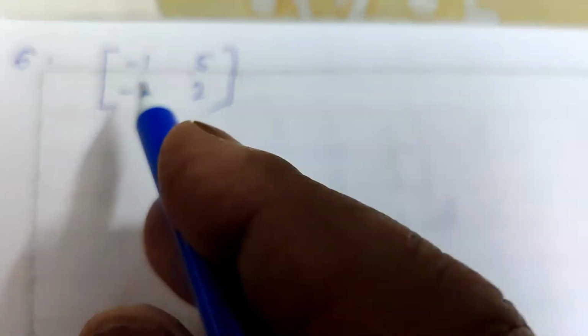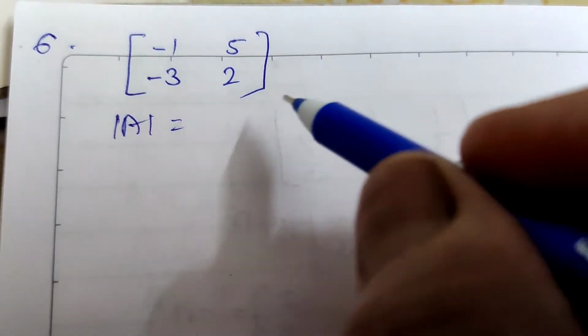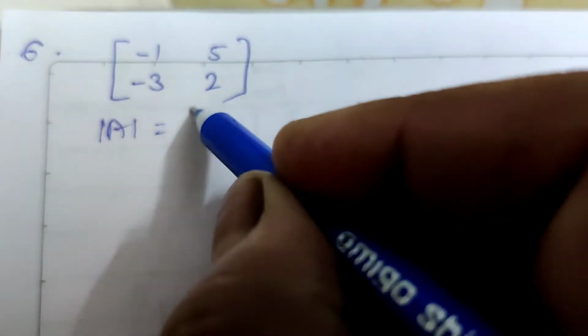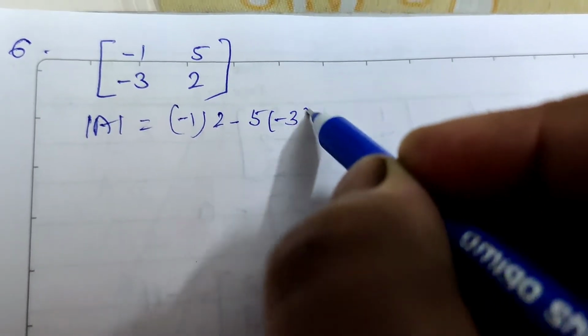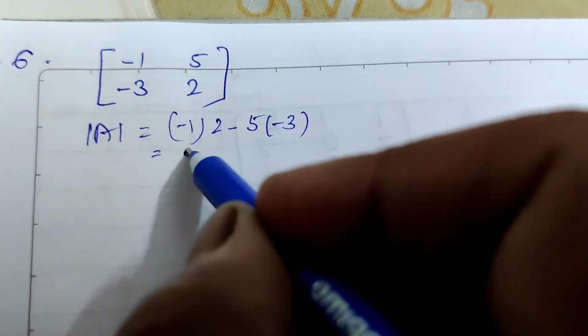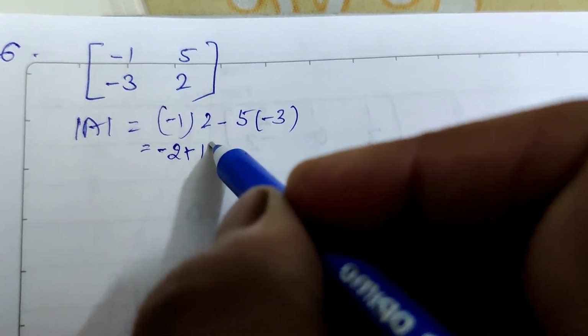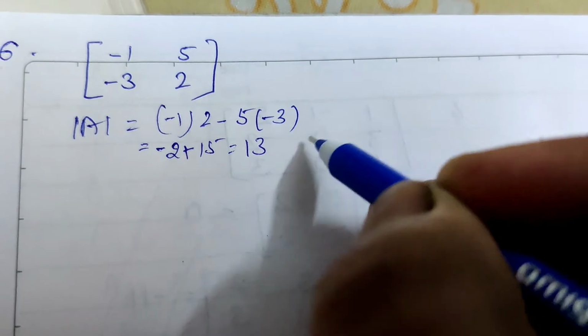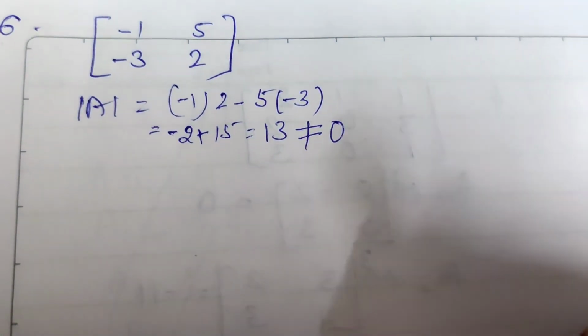Second, question number 6: the matrix is minus 1, minus 3, 5, 2. First, find the determinant. The value is minus 1 into 2, minus 5 into minus 3. It means 2 minus 15, minus 2 plus 15. It is 17, not equal to 0. It means the inverse of this matrix exists.